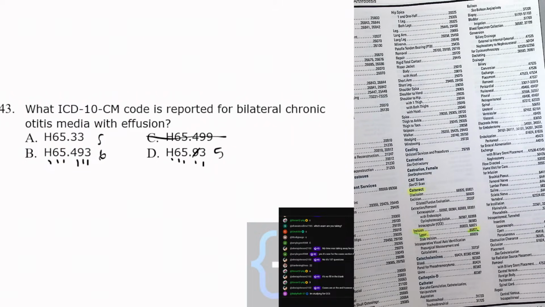You took your CPC exam last week and you got a 64. That's really good score. You're 6 questions away. That's awesome. Very good score.